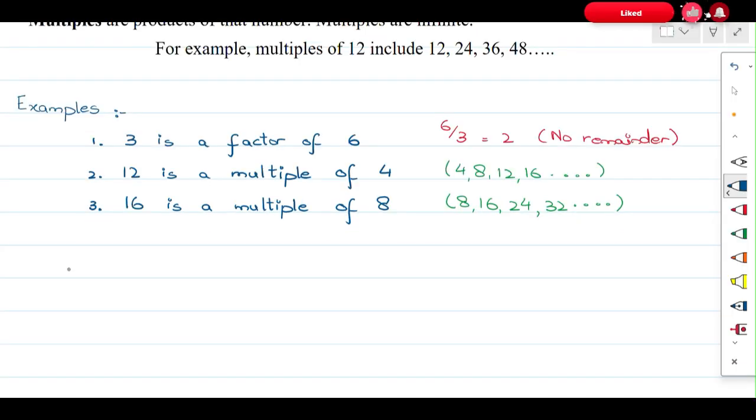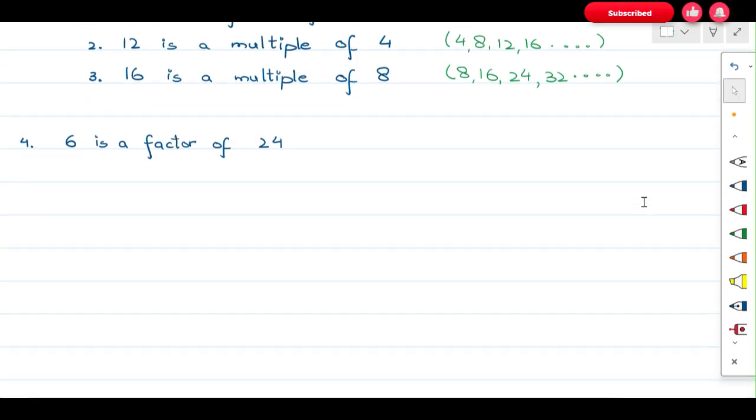Two further examples. For example, number 4, the question is: 6 is a factor of 24. We need to check that 6 is a factor of 24. How do we check? We need to do this by using prime factorization, right? Is 6 a factor of 24? So we can say 24 is fully divisible by 6.